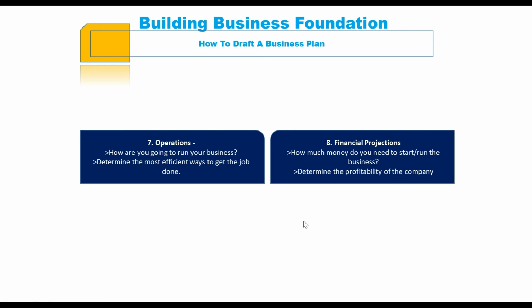And the seventh and the eighth one is, how are you going to run your business? Determine the most efficient way to get the job done. So, operation. Now, let's say we have a team, we have built up the operation team, the IT team, the customer service team, and the management team, right? So, how are you going to run your business? Basically, are you going to be operating your business like a restaurant, with a physical presence, or are you going to be doing it virtually? Determine the most effective way to get the job done.